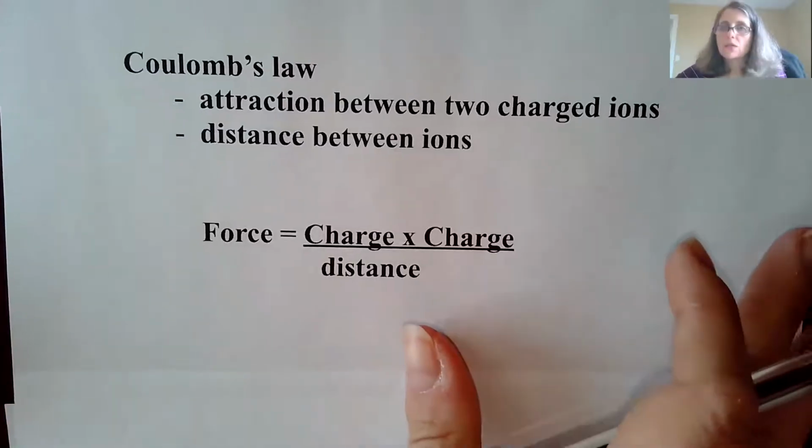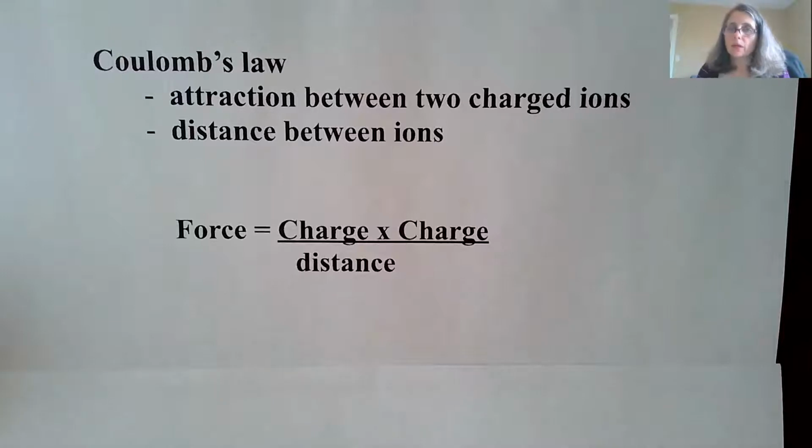So to tie this into ionic bonds, we're going to go back to Coulomb's law, which we've talked about previously. Again, Coulomb's law is the attraction between two charged ions. We've been focusing on positives and negatives, but there are other attractions or repulsions that you do have between charged ions, but we're just going to focus on the positive and negative.